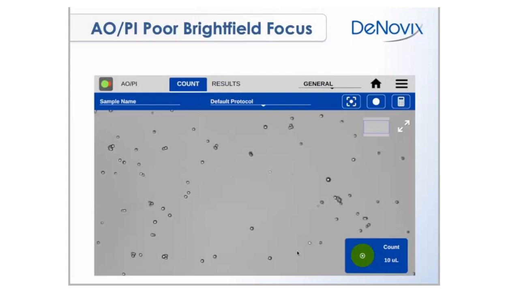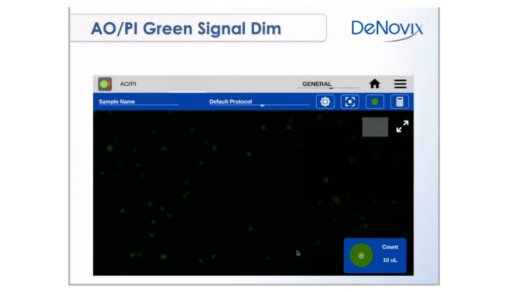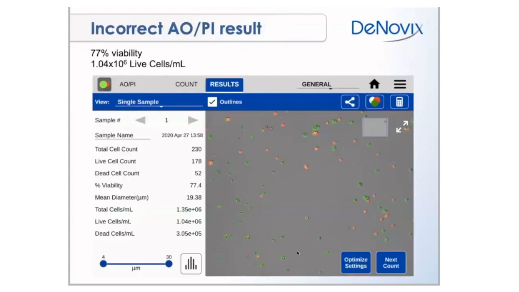But what you see now, you have your poorly focused Brightfield cells. They're not terribly out of focus. But when you go to the green channel, you now see that those cells are very dim and very diffuse. So it's not a clear, sharp, bright fluorescing cell anymore. And when you take your count, you've now gone from about 93% viability down to about 77% viability, and your live cells per mil have gone up to 1 million live cells per mil.